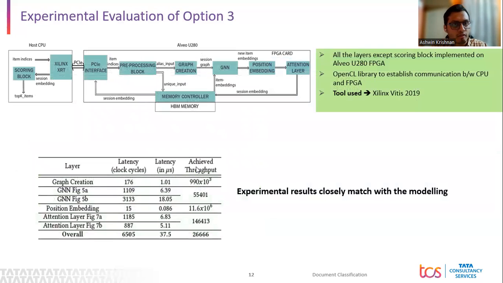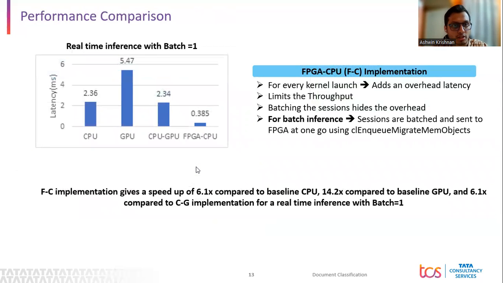Going ahead, we experimentally evaluated option 3, that is, implementing the scoring block, which is a bottleneck for the FPGA, on the CPU and the rest of the blocks on the FPGA. And we found that when we synthesize the different layers, our modeling results closely matched the synthesized results in terms of latency and throughput. And the communication between the CPU and FPGA was established using the OpenCL library, and we used the software Xilinx Vitis 2019 for our experimental evaluations.